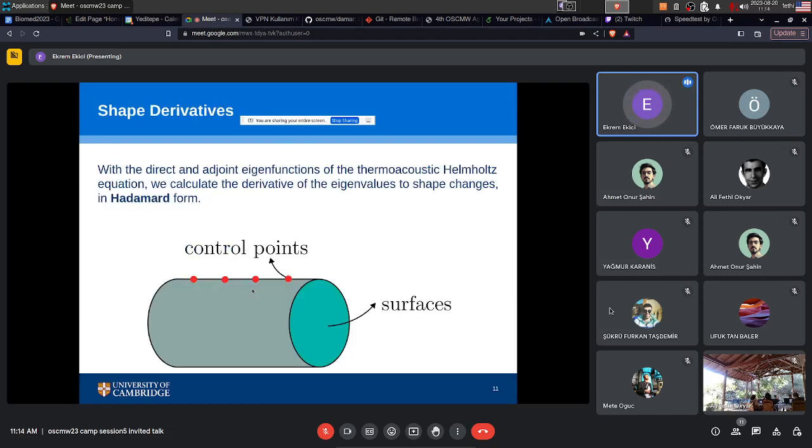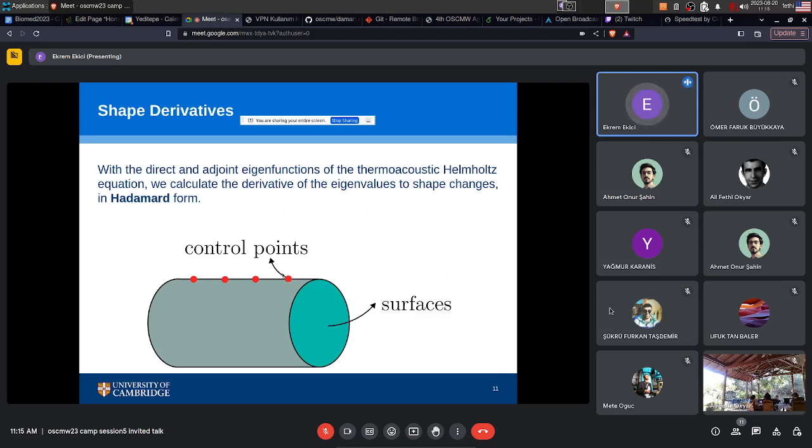Then in terms of shape derivatives, which is the most difficult part in my thesis, I calculate the direct and adjoint eigenfunctions of the combustor by solving the thermoacoustic Helmholtz equation. And I calculate the derivative of the eigenvalues with respect to the shape changes in Hadamard form, which is kind of a weak form in finite elements. So I calculate the derivatives with respect to the control points or surfaces, and I change the position of my surface or control points to stabilize my system.